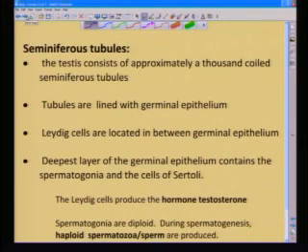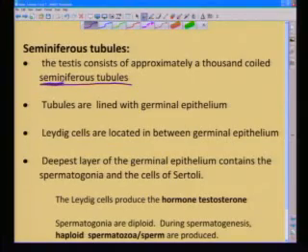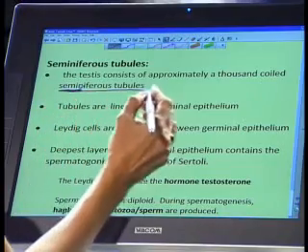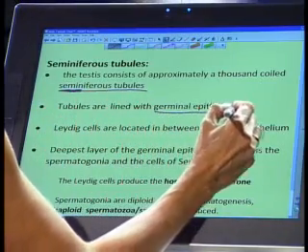Then there's seminiferous tubules. Now, the testes consist of approximately 1,000 seminiferous tubules. People look at the word. Semi is to make sperm, because semen is the liquid that carries the sperm. So semen is all the fluids from the glands plus little sperm cells. So seminiferous tubules, and these tubules are lined with germinal epithelium.